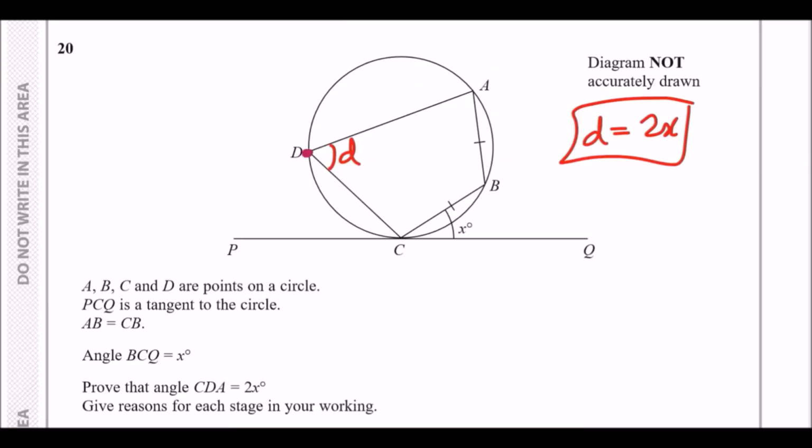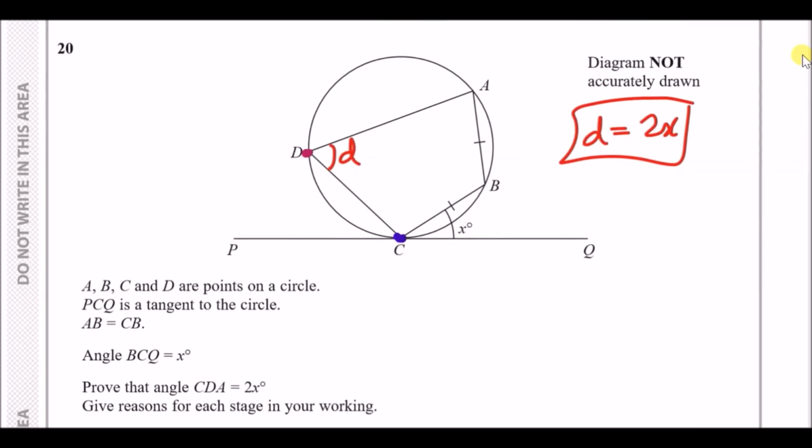Yeah, that's it. So A, B, C, and D are points on a circle, so we have a four-sided shape enclosed in a circle. PCQ is a tangent to the circle, so we have a straight line. Tangent means it's a line that touches a circle or a curve at exactly one point. So this is the one point it's talking about. AB equals CB, so the lengths of AB and CB are identical, hence the lines here. And angle BCQ equals x, so this angle here is x. Prove that the angle CDA, which I labeled D, equals 2x. Give reasons for each stage in your working.